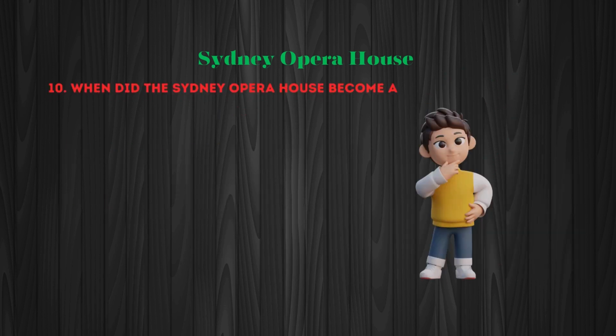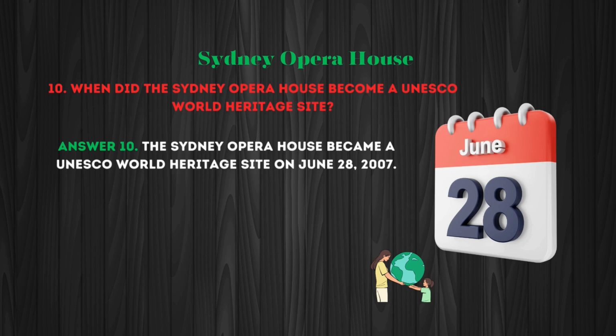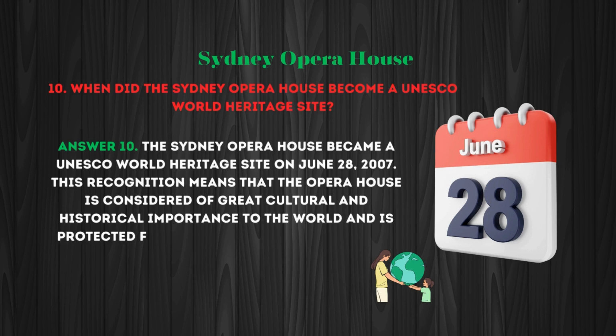When did the Sydney Opera House become a UNESCO World Heritage Site? The Sydney Opera House became a UNESCO World Heritage Site on June 28, 2007. This recognition means that the Opera House is considered of great cultural and historical importance to the world and is protected for future generations to enjoy.